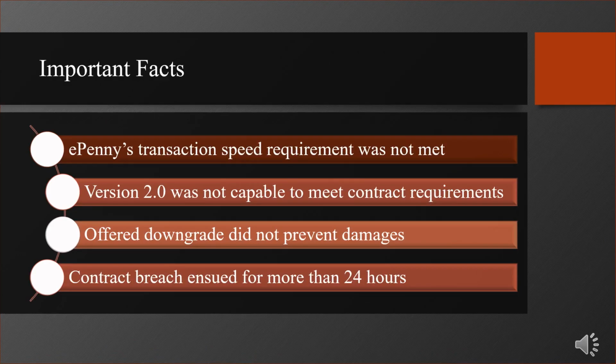Important facts to note in this case include recognizing that the contract acknowledged ePenny's transaction speed requirement. This is essential to supporting ePenny's business transactions. In addition, FlashTrade marketed version 2.0 to be capable of meeting the contract requirement even though it was a voluntary commitment. FlashTrade also offered a downgrade back to the previous version. However, this offer did not mitigate the damages already incurred by ePenny, as FlashTrade allowed ePenny to commence with their operations for more than 24 hours before even being alerted to the error.